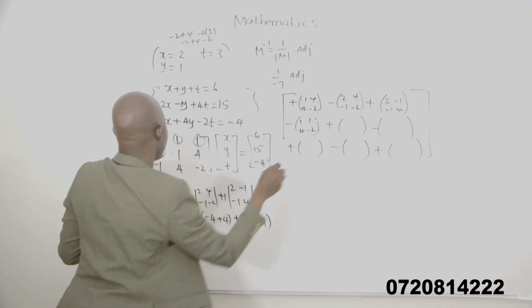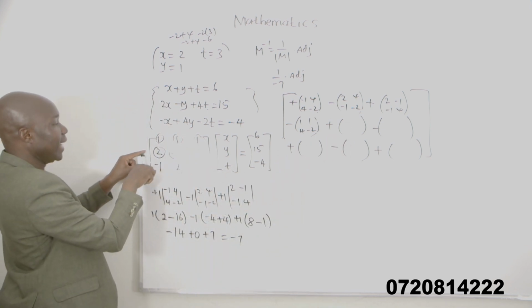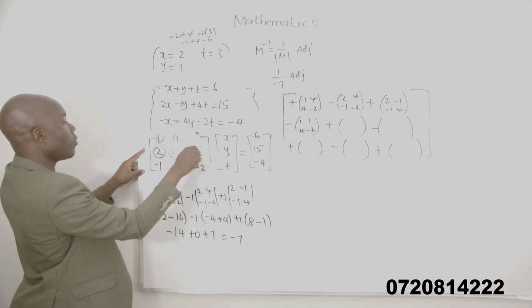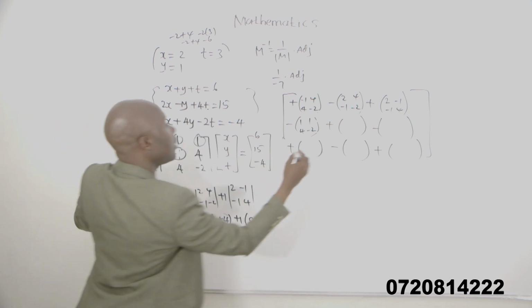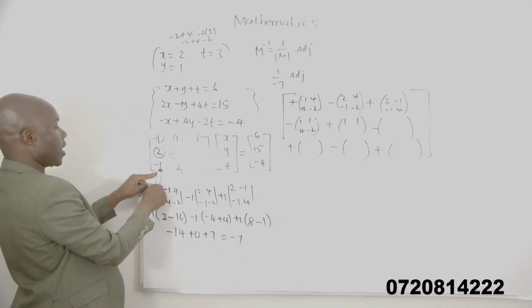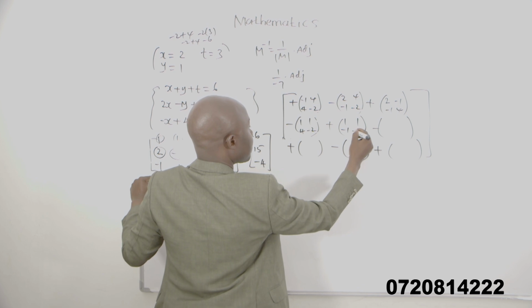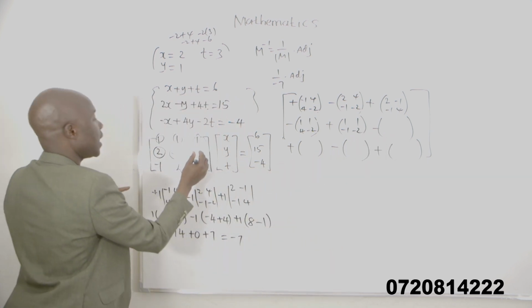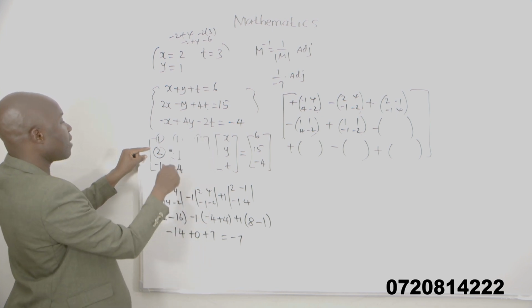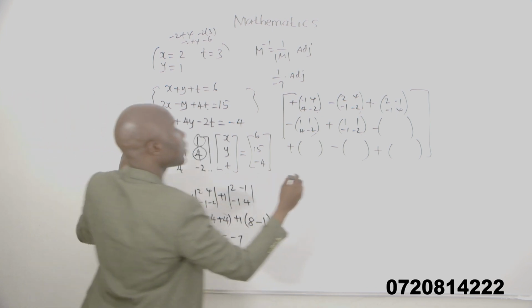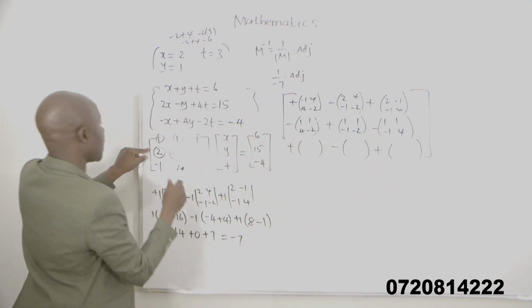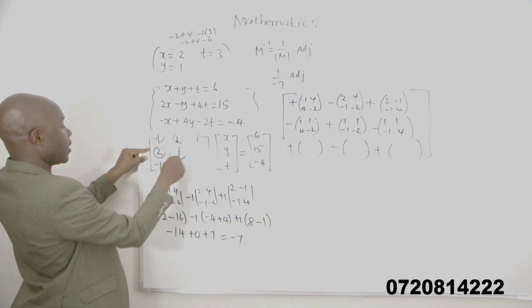Then in the middle here, delete the entire row and the entire column. So we'll have 1, 1 in the middle, then negative 1, negative 2. Then the last part here, which is 4, delete the entire row and the entire column. So we'll have 1, 1, 1, 1, negative 1, 4.